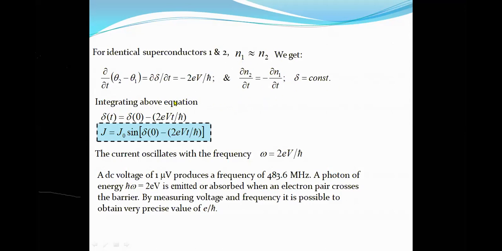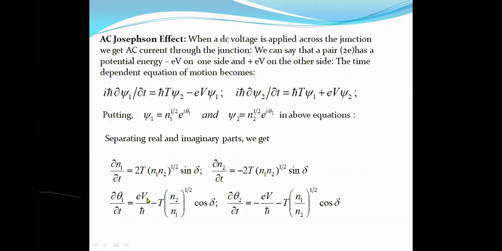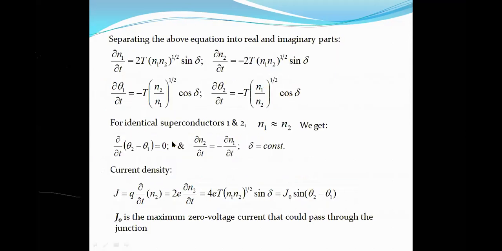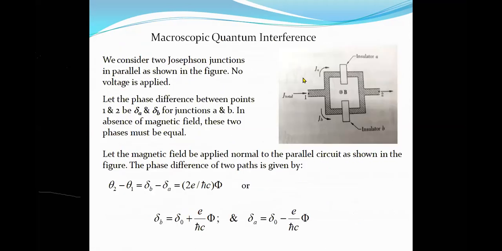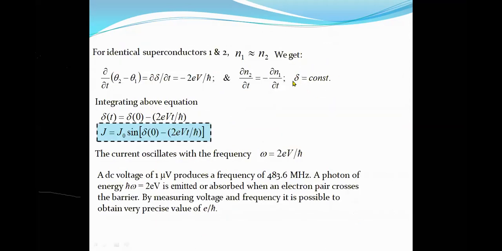And here, d upon dt of theta 2 minus theta 1 is coming out to be minus eV upon h cross. Last time it was coming out to be 0. d theta 2 minus d theta 1, it was 0. You can see it's 0 here. This time it is coming out to be minus 2eV upon h cross. Sorry, I think this delta is equal to constant is probably not correct, because I just copied from the last equations and it remained here. So this is what is constant here.